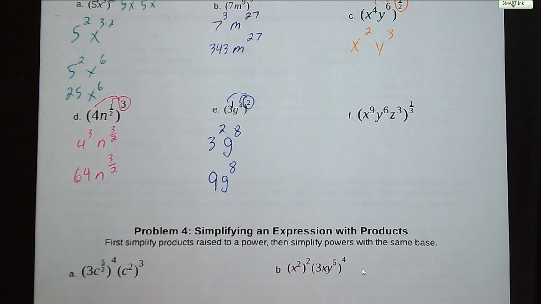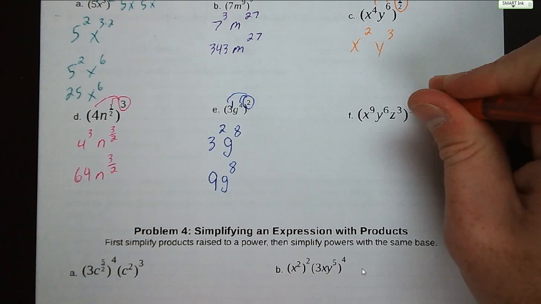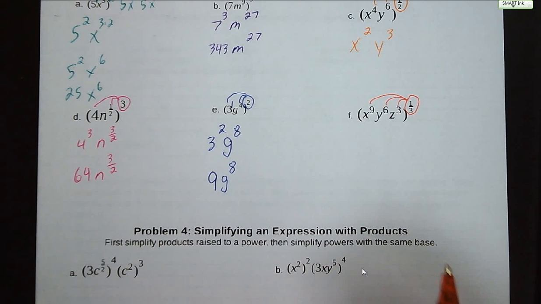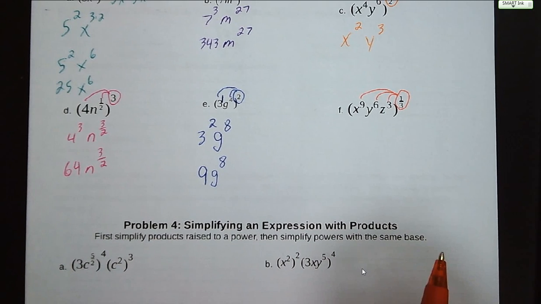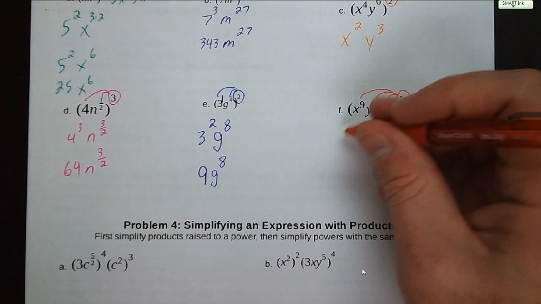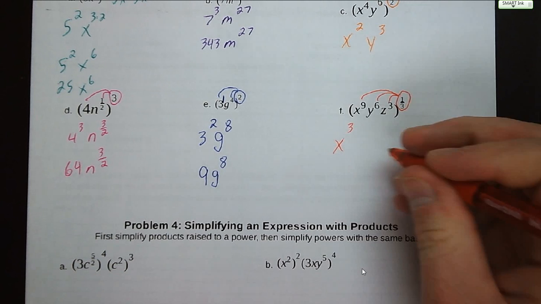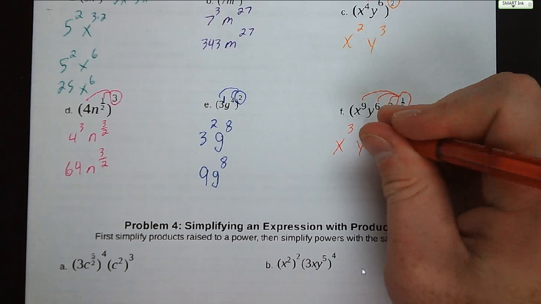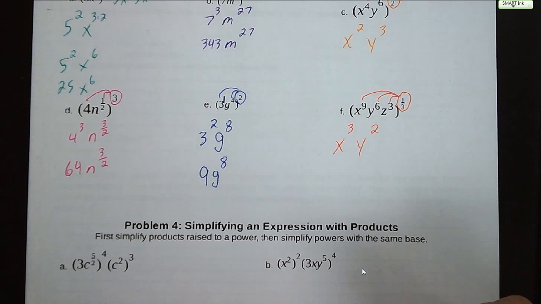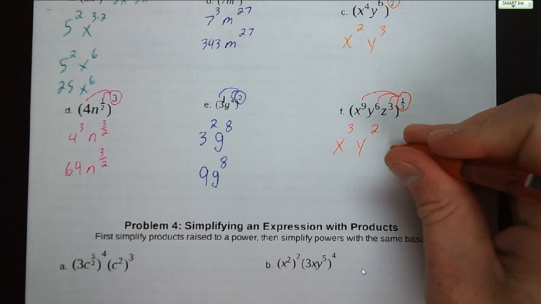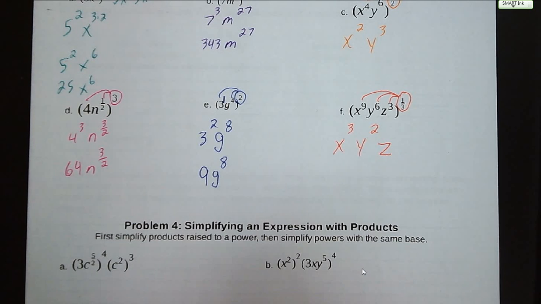Okay. Letter F. 1/3 is being applied to each of the terms in our parentheses. So x to the 9th, 9 times 1/3 is going to be x to the third power. y to the 6th times 1/3 is going to be y squared, or to the second power. And z to the third times 1/3 is going to be z to the first power, but we don't need to write in that one.